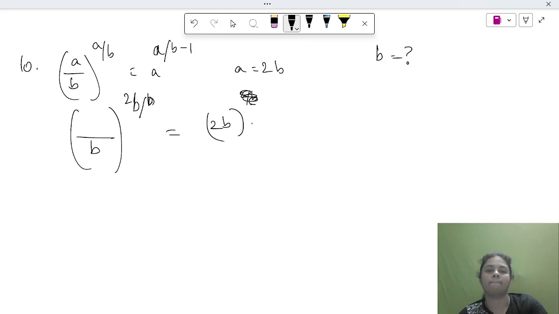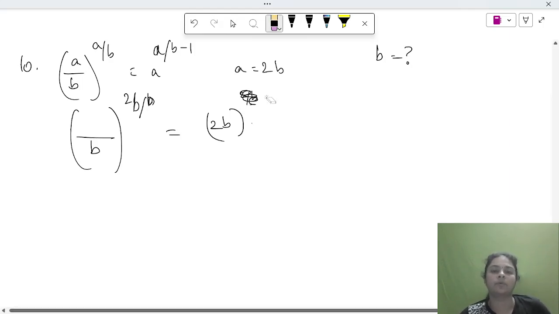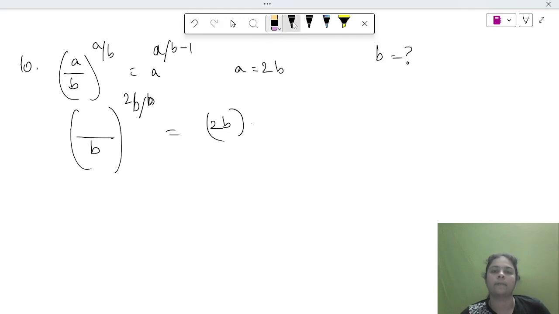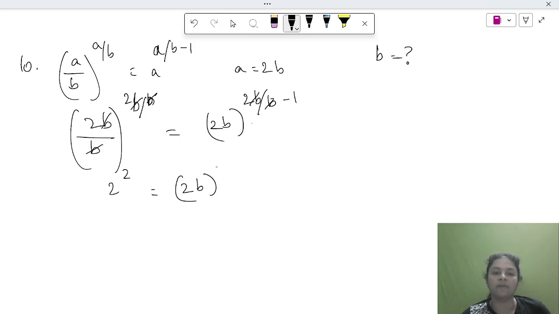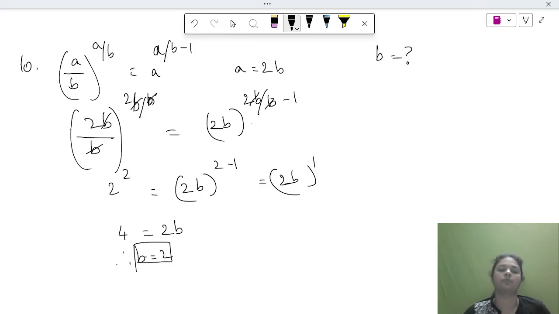a power 2b by b minus 1. So b and b will cancel, again b and b will cancel, b and b will cancel. So you will get 2 power 2 is equal to (2b) the whole power 2 minus 1, which is 1. (2b) to the whole power 1. Now 2 square is 4, is equal to 2b. Therefore b is equal to 4 by 2, which is 2.